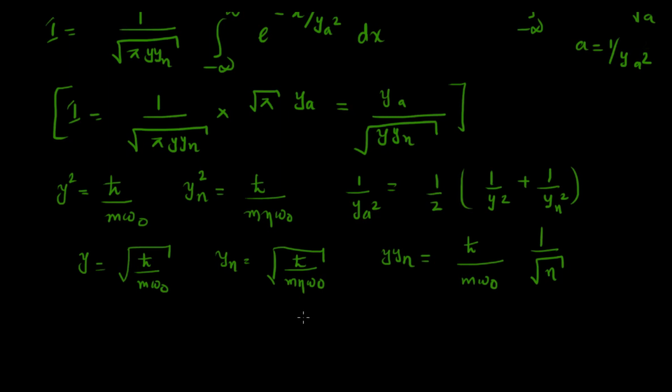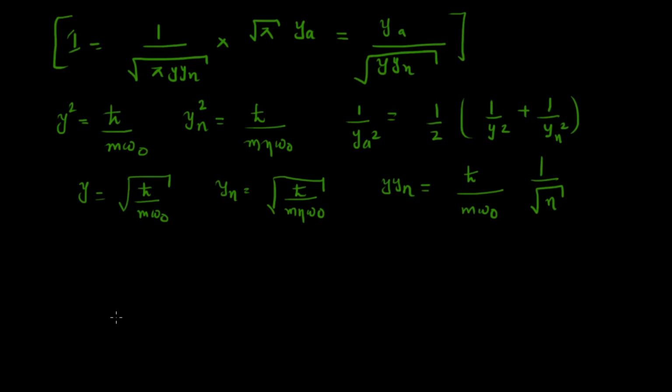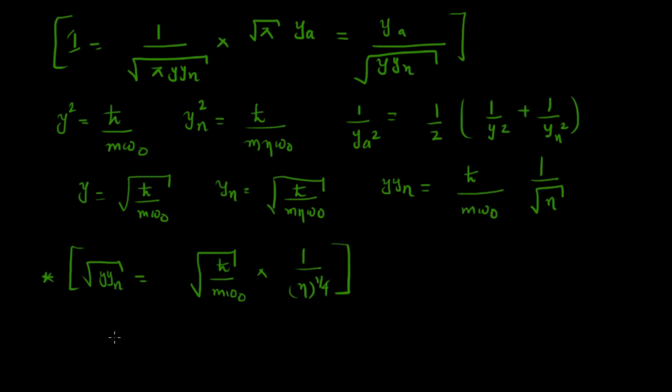That is yn. So we have square root of yn, which is square root of h cross divided by m omega naught into 1 over eta, whole raised to 1 by 4, the square root of this thing, right? So we have calculated square root of yn. Now we need to calculate what is ya. Okay, I'm going to put that in the square brackets here.